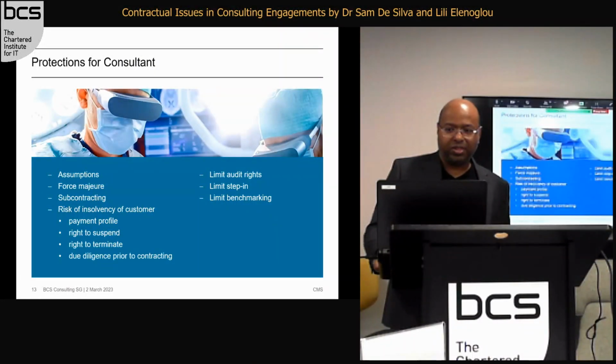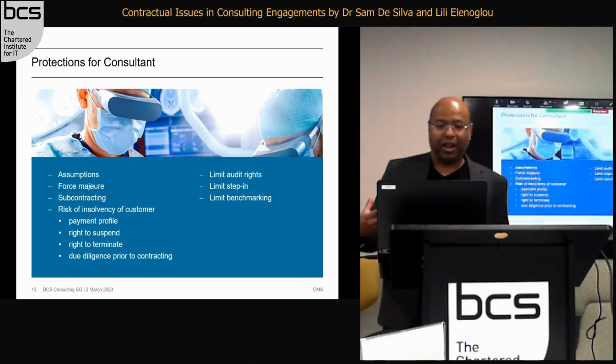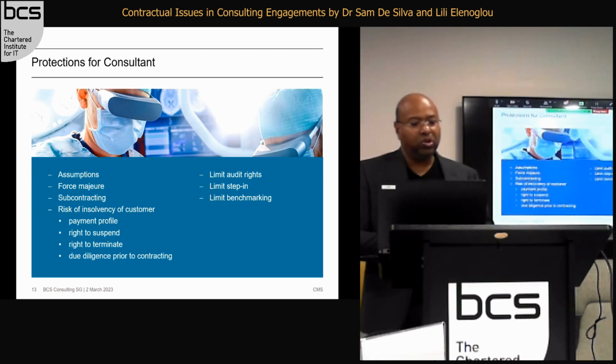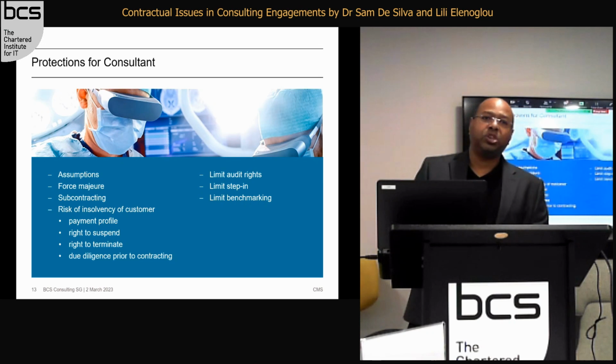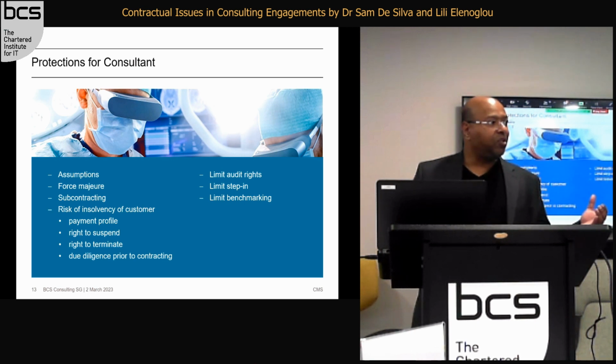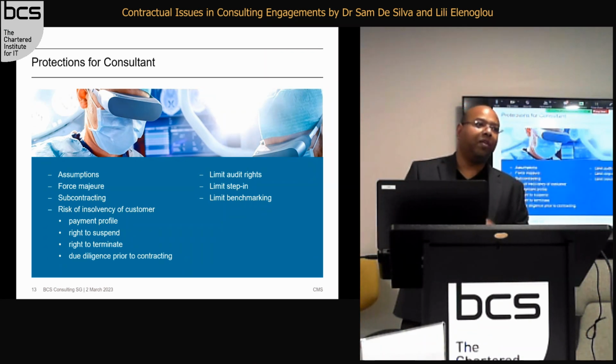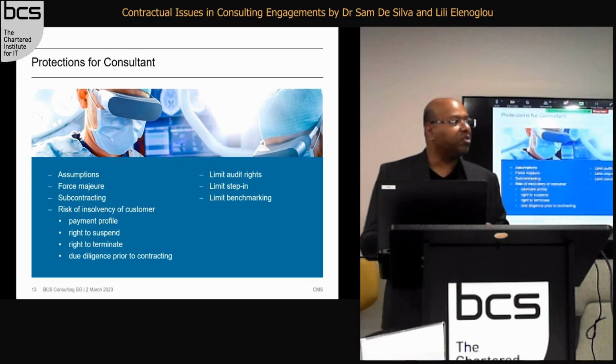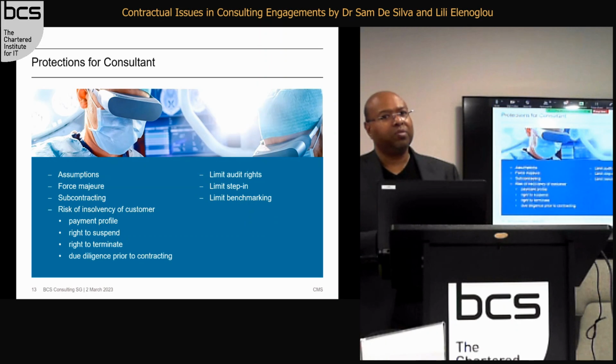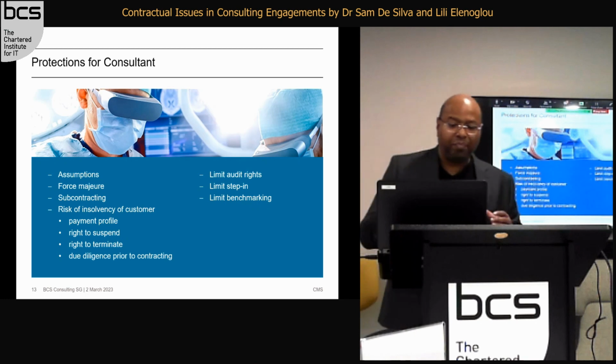So, protections for the consultant. How can you make this contract better for you? You could have an assumptions section saying, these are the assumptions we're basing our scope of services and the pricing on. Obviously, if the assumptions don't hold true, you can say, well, we need to adjust the pricing or timetable. So assumptions are really important. Force majeure, obviously, is an important clause to have for those things which are beyond your control, where you're not responsible for delivering. So that's an important clause.